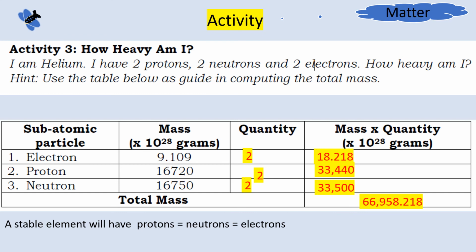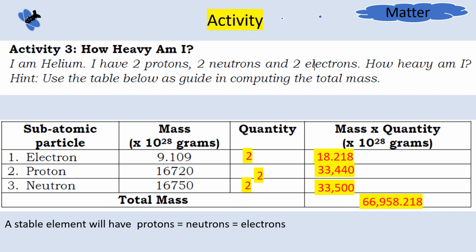You multiply it with the mass, 16,750. The answer is 33,500. To get the total mass, we have to add the 3 masses: 18.218 plus 33,440 plus 33,500. So the total mass of helium is 66,958.218 times 10 to the -28 power grams.